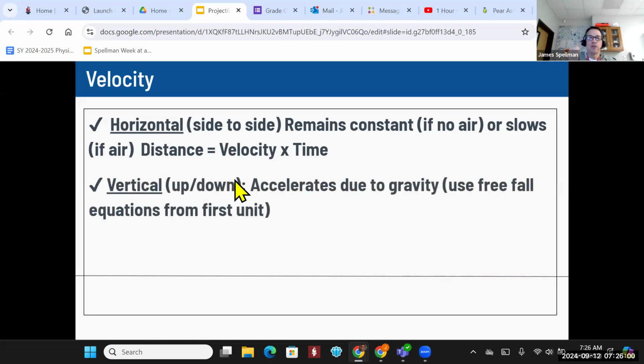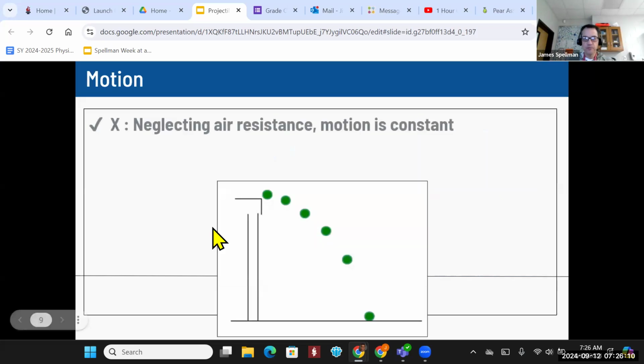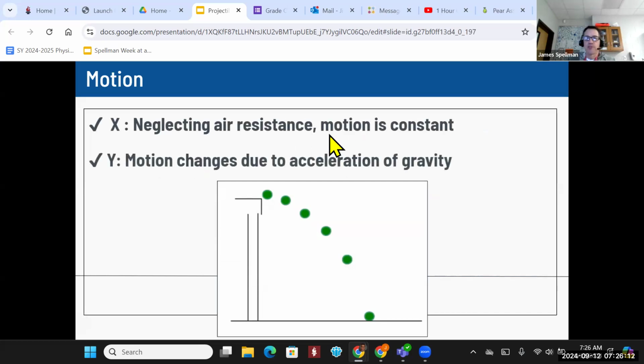And so the speed of an object is going to slow down as it goes up, and it's going to speed up as it goes down. And we can do the math like we did in the first unit to talk about how long it takes for something to fall. Okay, so neglecting air resistance, motion is constant in the side-to-side direction. However, motion will change in the Y direction.